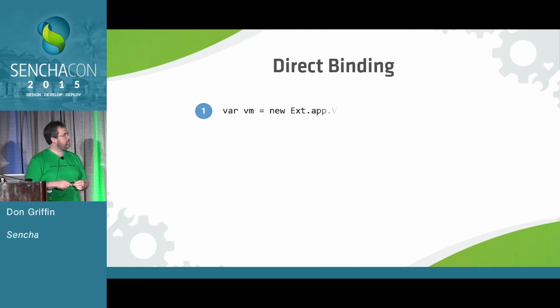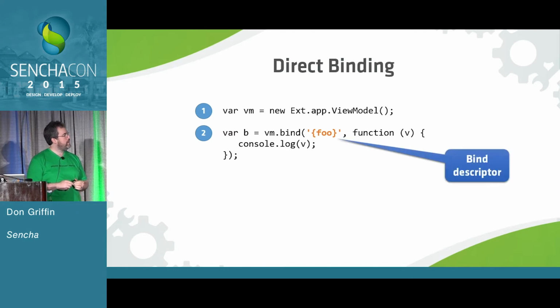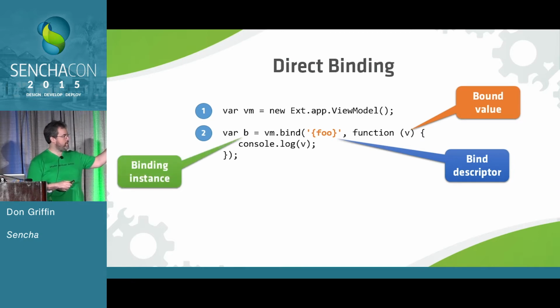Right down at the bottom of the stack of controls and components, there's a view model. We can create one directly if we want, and there are a lot of things it can do for you, even if you're not using it in a view. So we'll start with these concepts and see how we can do a bind directly to the view model. If you have a view model, you call its bind method, and this is that bind descriptor. That's the bound value. And the last piece, B here, is the binding instance. The binding instance is just created, and if you're doing this directly, you're going to want to hold on to it. We'll see that in the next step or two.